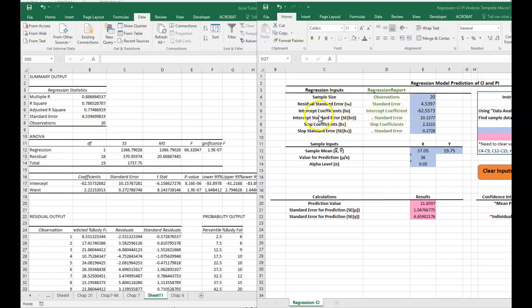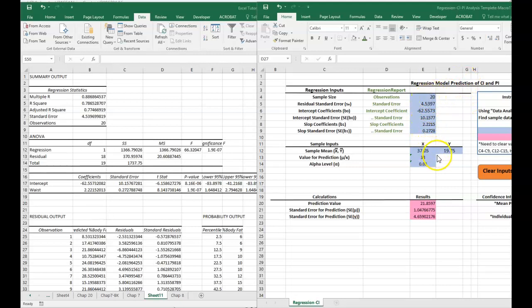And then we have the intercept coefficient, this value, so you can see this one filled in. The intercept standard error is this value, and the slope coefficient is basically this value. And the slope standard error is this value. So those are basically these values.